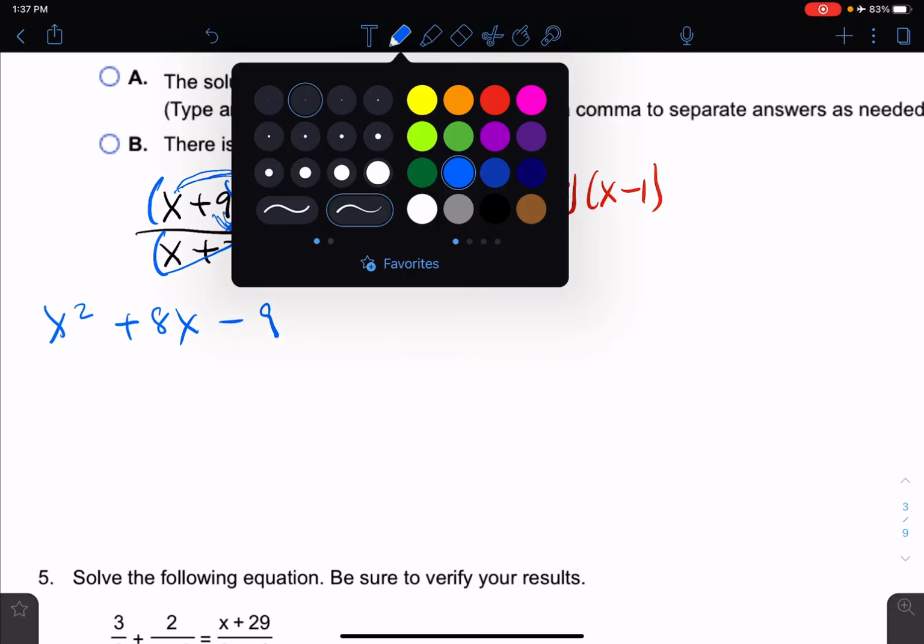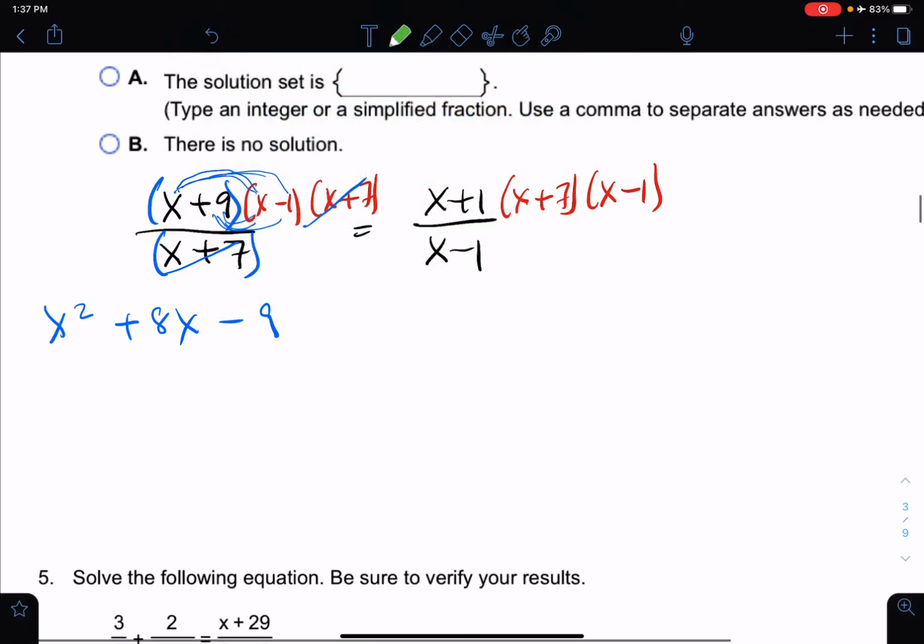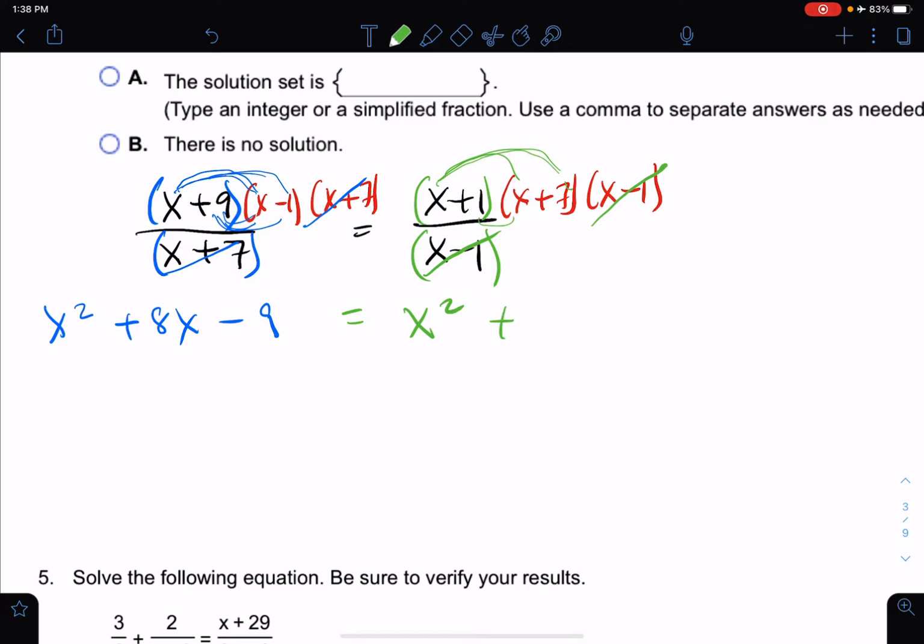Okay, on the right-hand side, let's take a look at that. I can see a common factor of x minus 1, which reduces, leaving me with this multiplication problem, right? So I've got x squared. Now I've got 7x plus 1x gives me 8x in the middle. And I've got 1 times 7 is 7.